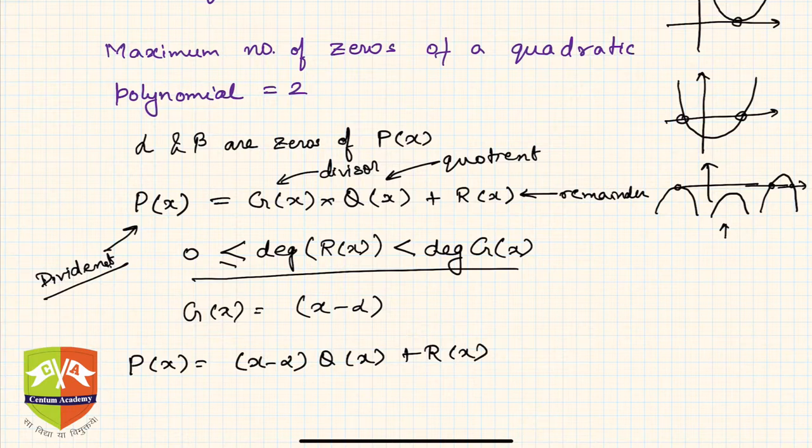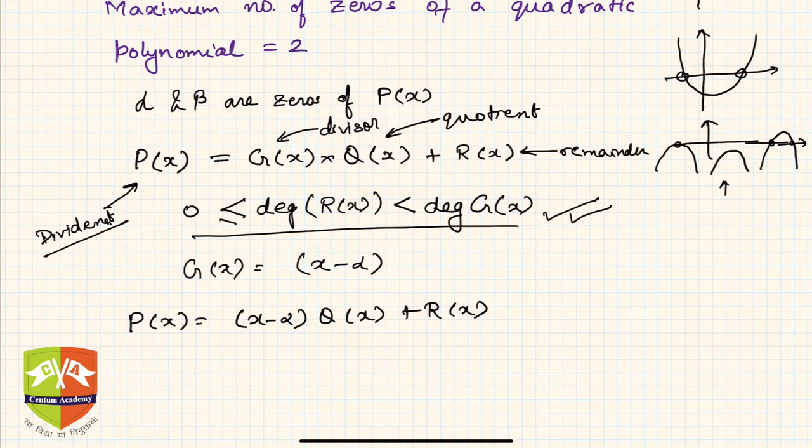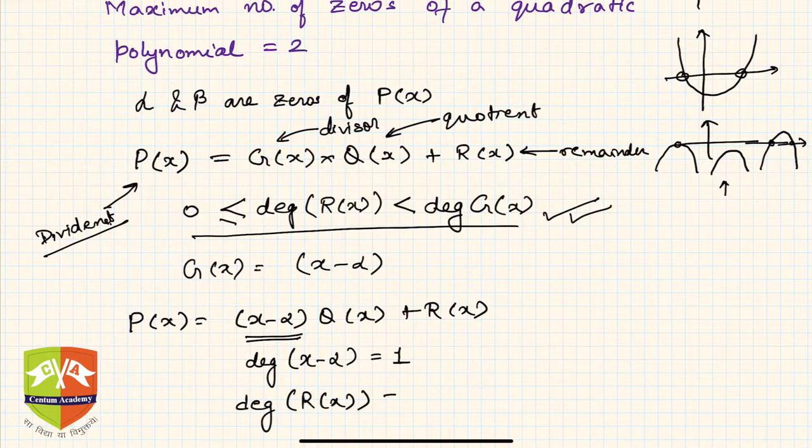Now clearly by this rule, what will be the degree of r(x)? So x minus alpha is my g(x), and its degree is equal to 1. It's a linear polynomial. So hence the degree of r(x) will be nothing but 0. That means it is a constant polynomial.